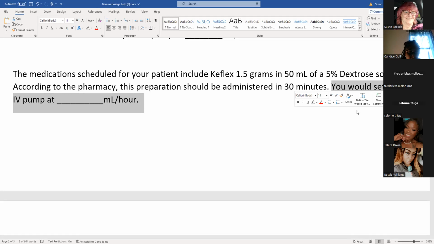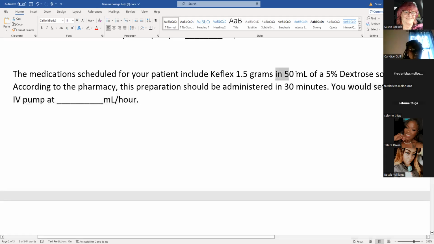It tells you what you have on hand, right? What doesn't it tell you? The order? Okay, but it does give you something else, right? It gives you a total volume, and it gives you a total time in minutes.